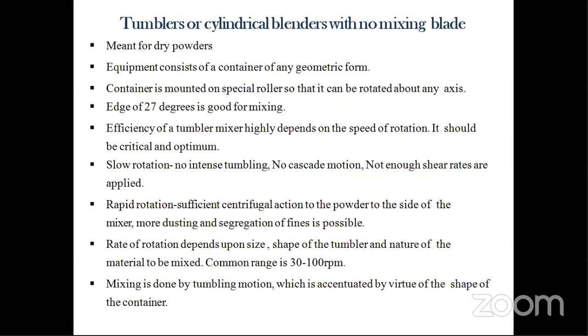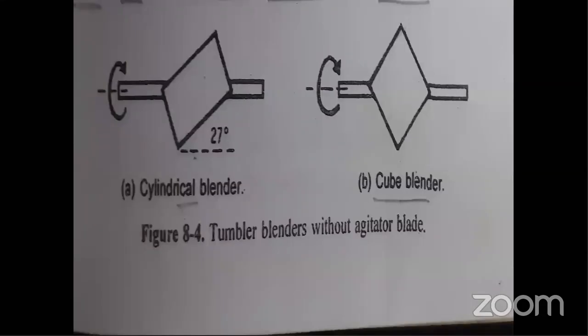Next, this is made basically of stainless steel, SS316 grade in industrial scale, and the edge of the mixing vessel is 27 degrees. I am showing that the edge of 27 degrees in the picture, where two vessels are shown diagrammatically. The first one is a cylindrical blender, another is a cube blender. The cylindrical blender has a 27-degree edge. See my pointer. Its edge is 27 degrees.